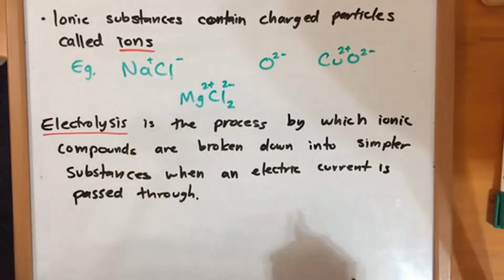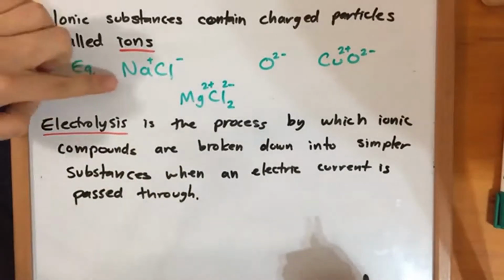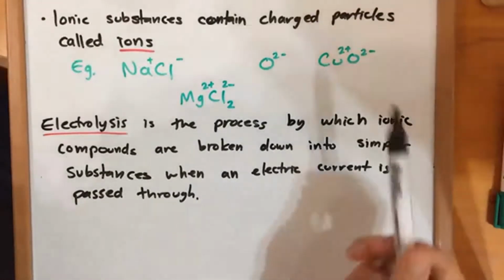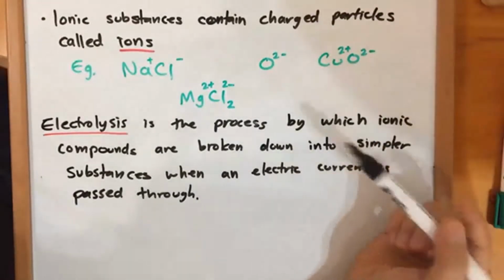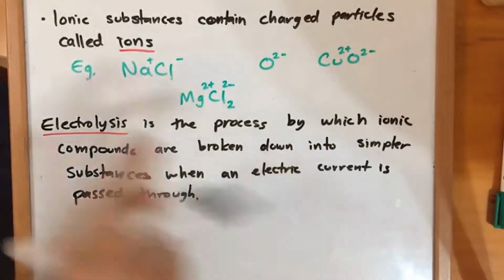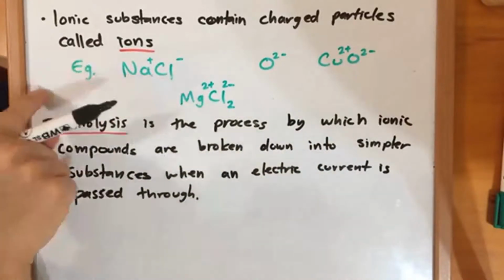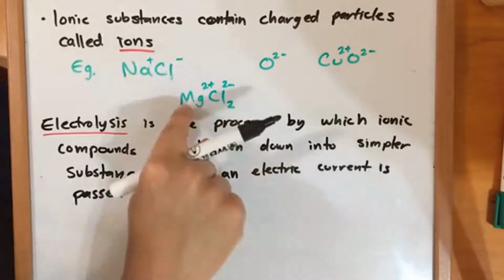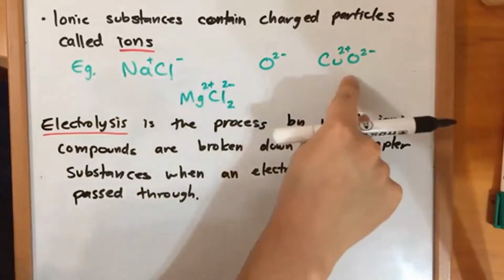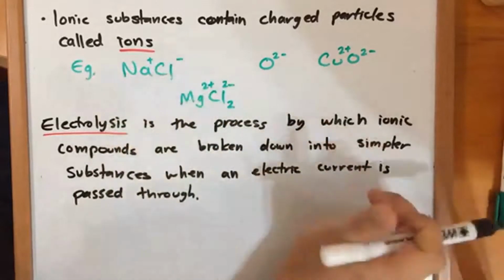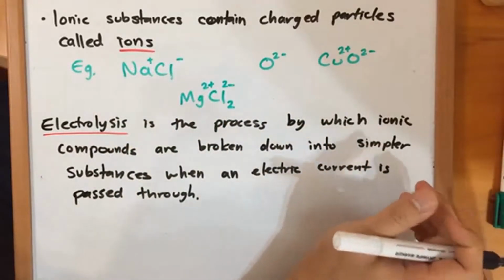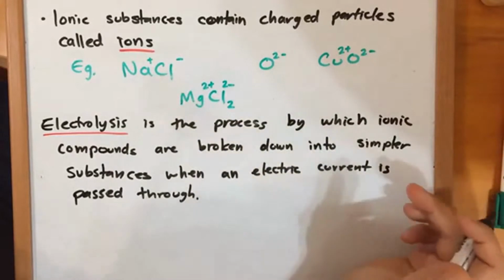So in a nutshell, what we're doing is compounds like sodium chloride, magnesium chloride, and copper oxide, all we're doing is we're just basically breaking apart into its 2 separate elements. So sodium chloride becomes sodium and chlorine. Magnesium chloride becomes magnesium and chlorine. Copper oxide becomes copper and oxygen, right? And we're basically breaking it down into its 2 simple elements.